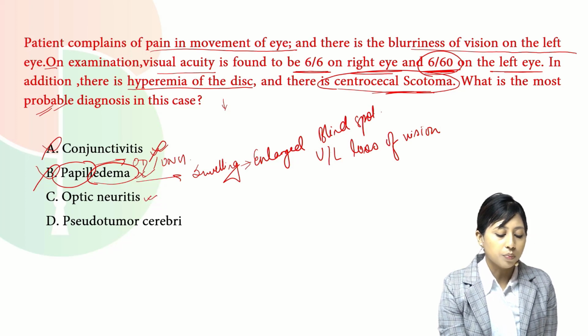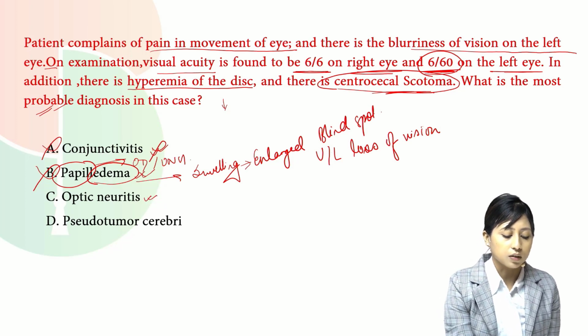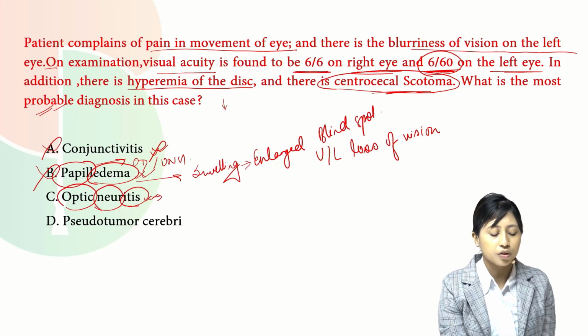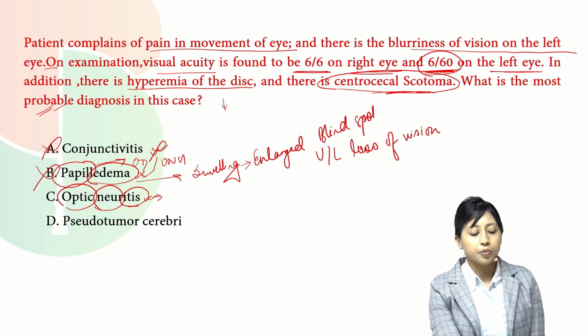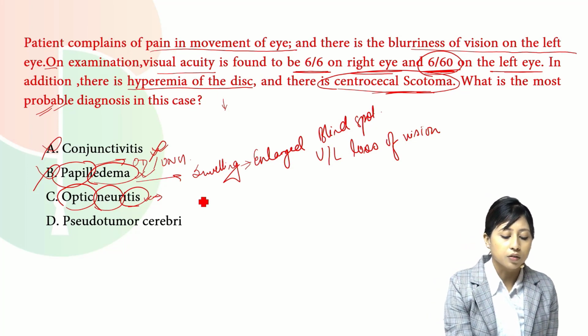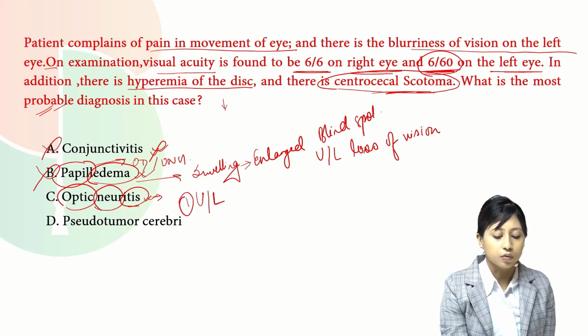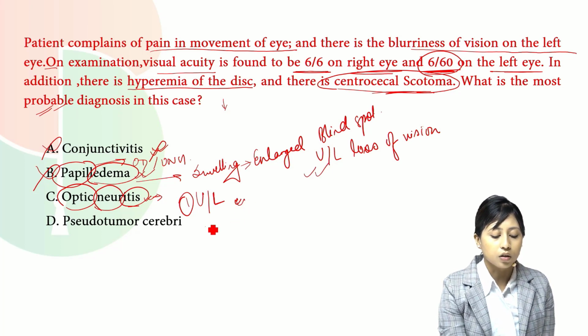And about optic neuritis, what is optic neuritis? Optic nerve inflammation. Itis means inflammation, and this is the inflammation of the optic nerve. So how does it present? Generally it is unilateral. So there is unilateral loss of vision. It also presents with unilateral visual loss.